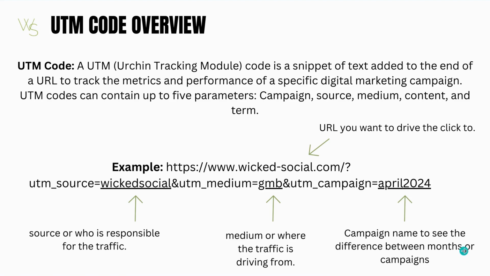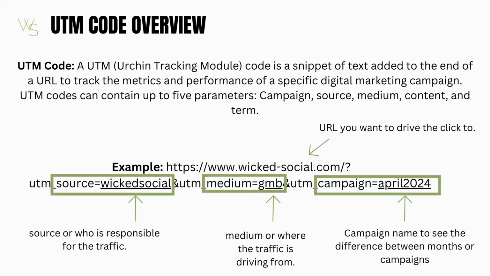But with UTM codes, you can track the performance of each campaign with precision. By adding parameters like source, medium, and campaign name to your URLs, you'll know exactly where your visitors are coming from. Armed with this data, you can make informed decisions about where to allocate your marketing budget and which strategies are delivering the best results.